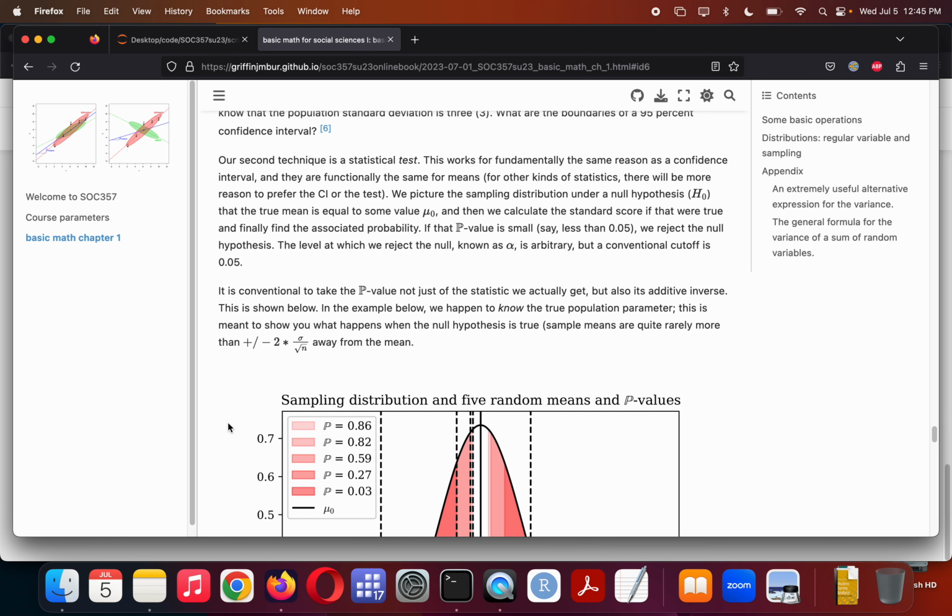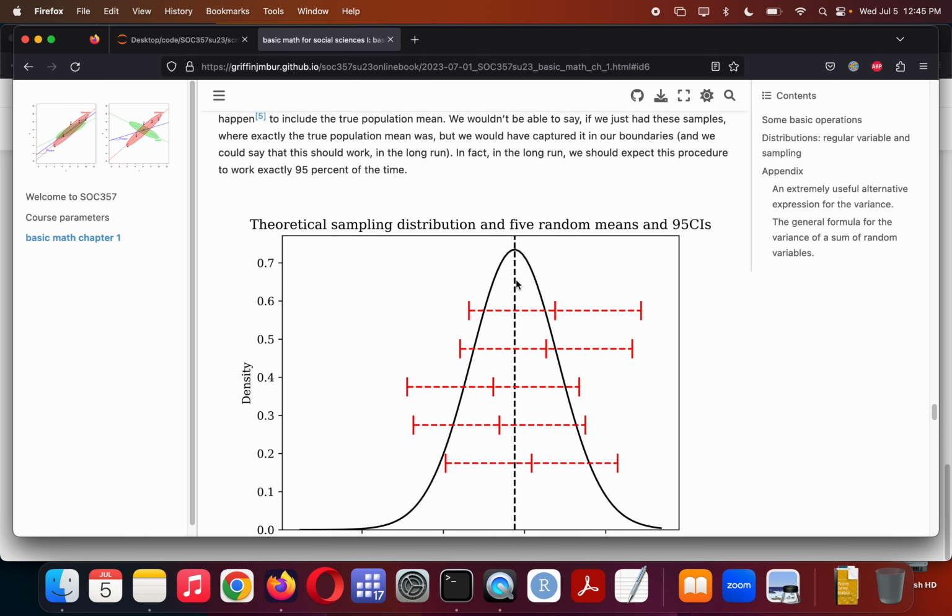Our second technique is a statistical test, and this works for fundamentally the same reason as a confidence interval, and they're functionally the same for means. For other kinds of statistics, there will be one reason to prefer the confidence interval or the test, but you can use one or the other depending on the circumstance. So this kind of now comes to the problem that we mentioned before, that we don't know the population mean. We saw before that, well, that's the whole point of statistics, and so with a confidence interval, we just add and subtract a couple of standard errors, and we know that that'll have a pretty good chance of including the true population mean somewhere in there.